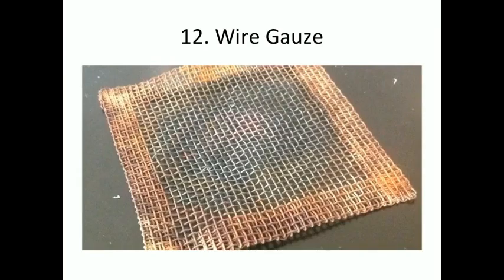This is a wire gauze. It's used to provide support on a ring stand, or it's used for support on a Bunsen burner, or we can also place it on the surface of the lab desk. This material allows the heat energy to be dispersed evenly across the bottom of a piece of glassware.